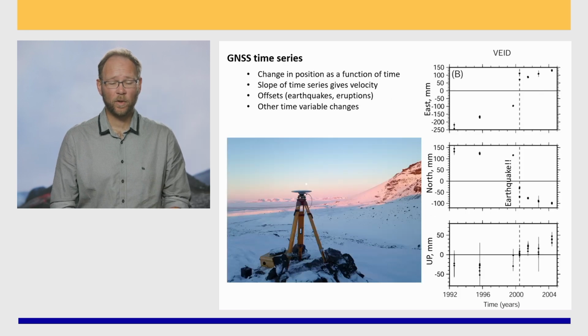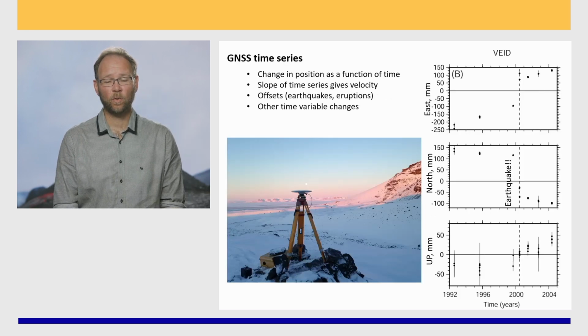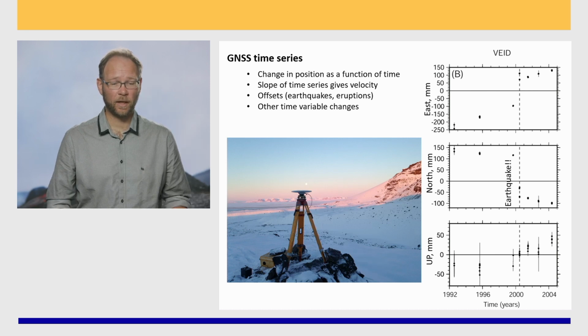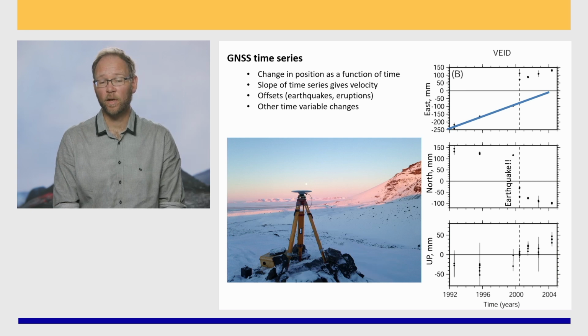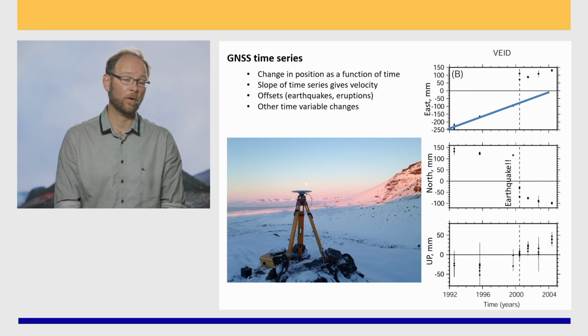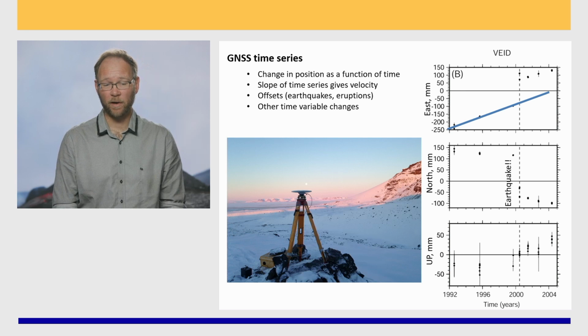In the end, we get some sort of time series. To get accurate time series or accurate positioning, we need to collect data over a day or so, 24 hours at least. And then we form this time series of change in position as a function of time. If we take the slope of these time series, we get the movement velocity. But we may also be interested in offsets, earthquakes, or eruptions, or just some other time variable changes.